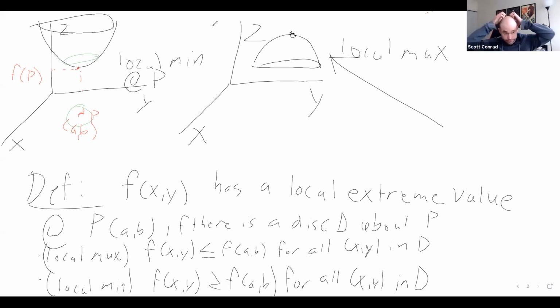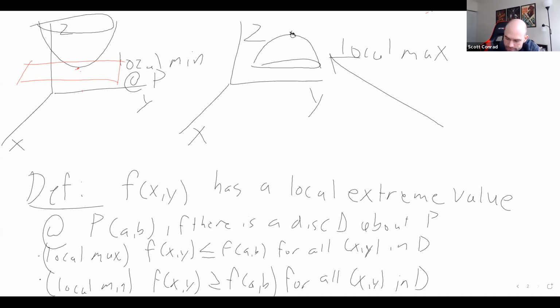Okay, so notice in both of these cases, let me sort of give myself some room here. In both of these cases, so for the local min, if we look at the tangent plane, I'm going to do my best. If we look at the tangent plane for the local min, notice it's horizontal, right? The local min is the lowest point. The tangent plane is going to be parallel to the xy plane. It's going to be horizontal.